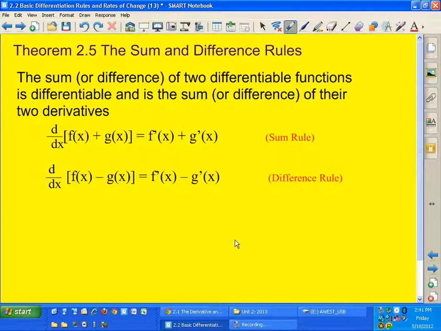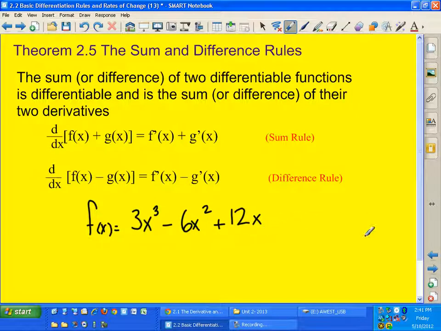Then the sum and difference rules don't change, and this is very powerful for us because where these show up is when we ask to take, say our function is a polynomial function, and we have something like 3x cubed minus 6x squared plus 12x, and whatever else.